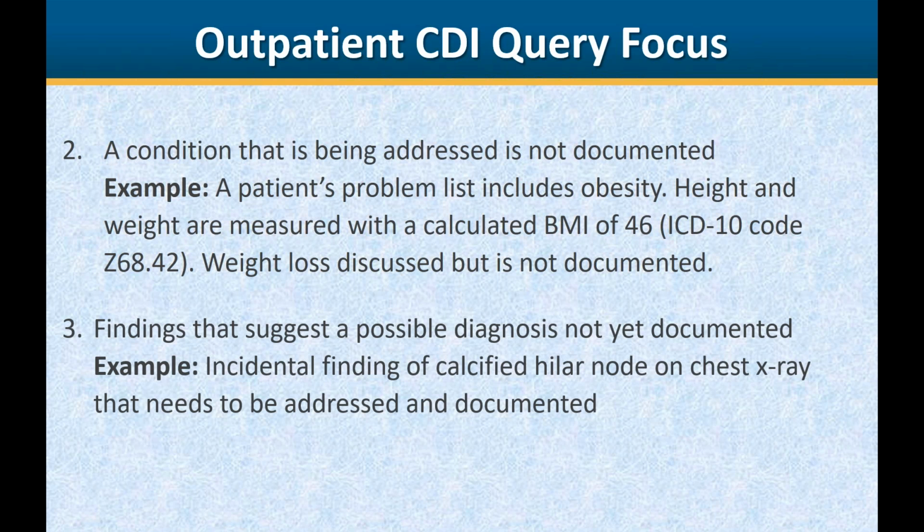And by the way, I cheated by making it calcified hilar node. That's a little more likely to have some significance. For example, burned out tuberculosis might show up that way. So that's a finding with a possible diagnosis not yet documented. Well, that one's pretty similar to what we see on an inpatient side as well, so not that unique.